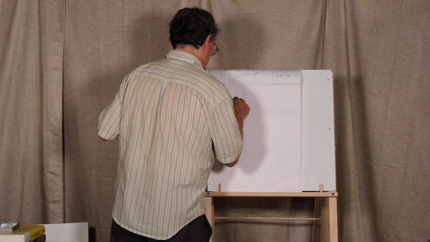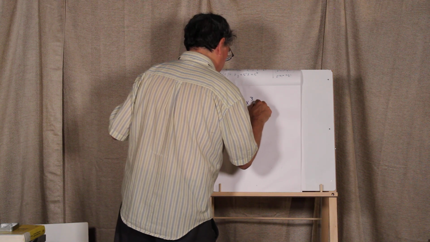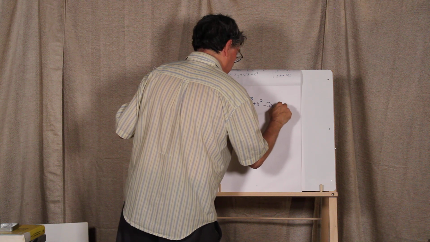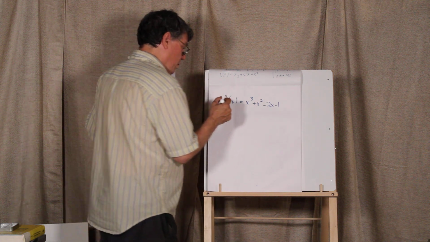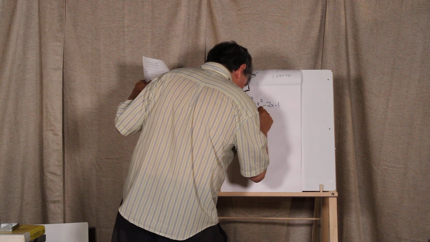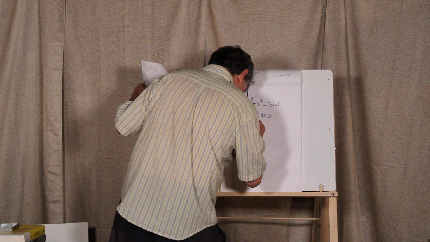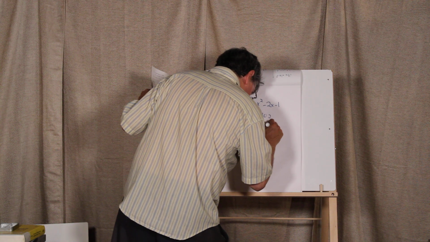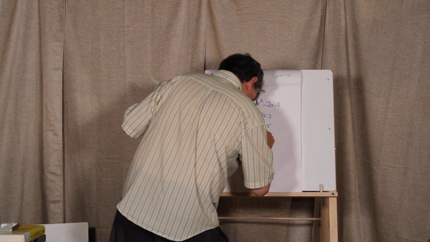f of x equals x cubed plus x squared minus 2x minus 1. Okay. The roots of this polynomial, approximately, are as follows. R1 is minus 1.802. R2 is minus 0.445. R3 is 1.247.